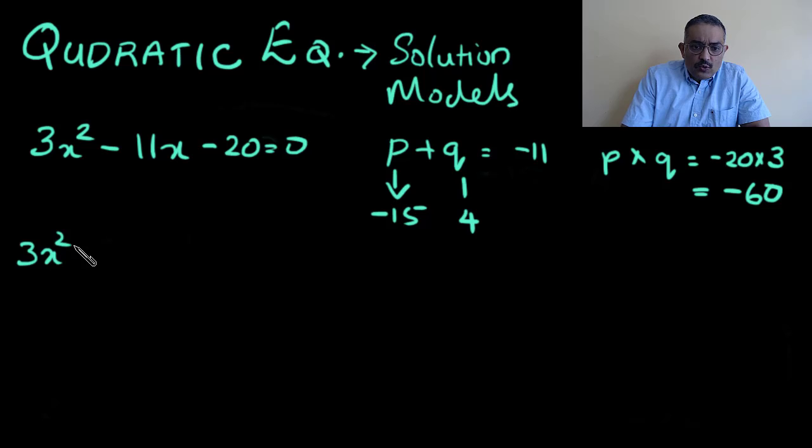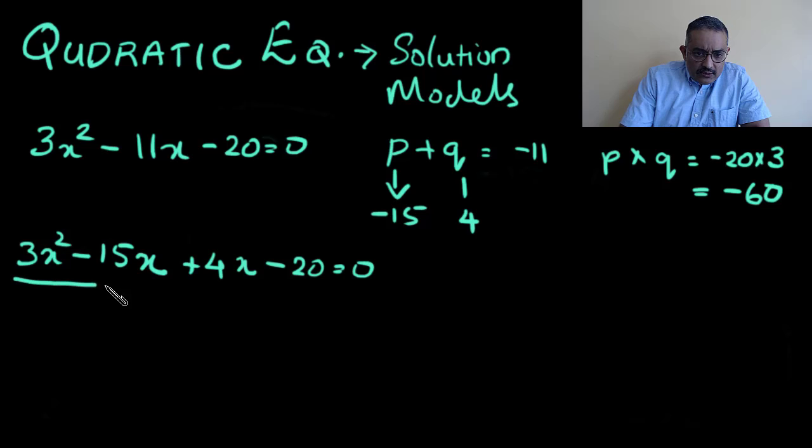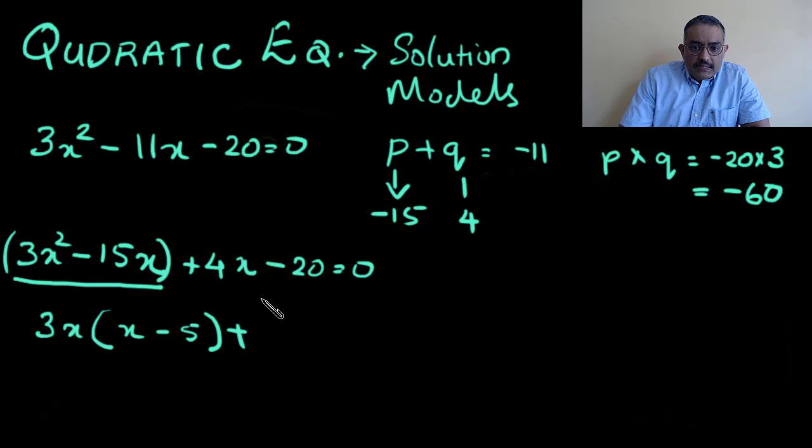So 3x squared minus 15x plus 4x, and together you get 11x, minus 20 equal to 0. Now let's look at this portion specifically, and we know that 3x is common between these two terms. So 3x comes out of the parenthesis and you get x minus 5, plus you can see 4 is essentially common between these two terms. So 4 comes out of the parenthesis and you get x minus 5 equal to 0.